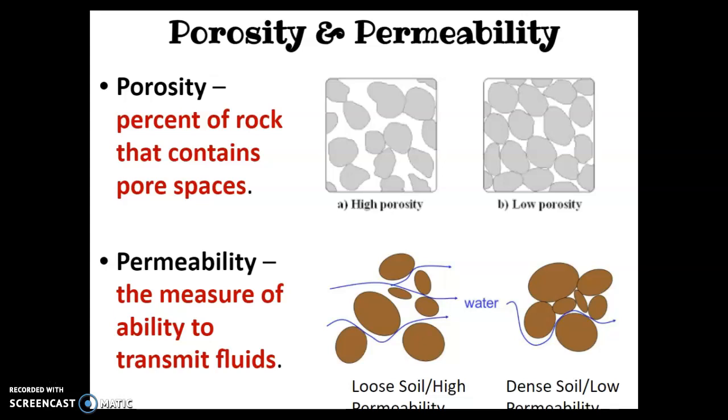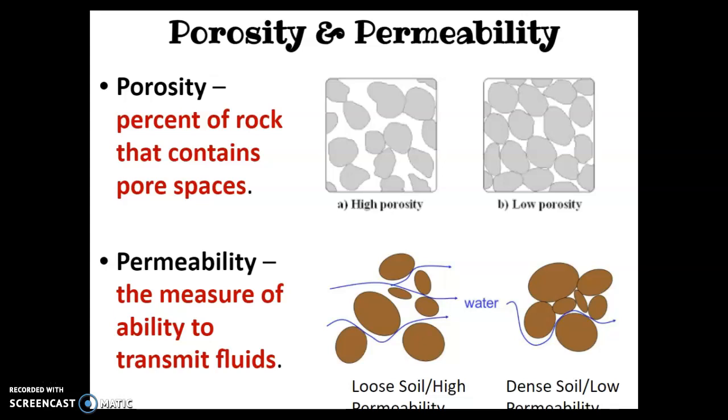Permeability is the measure of ability to transmit fluids. It just means how fast or how well can water run through the substance. So if you have a highly permeable soil, the water is going to run through very quickly. If you have a low permeable soil, it's going to take that water a little bit longer, or sometimes a lot longer, to run through it.